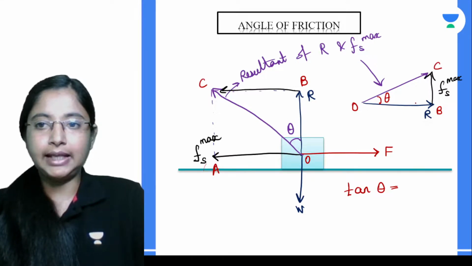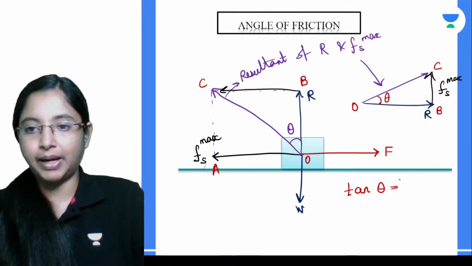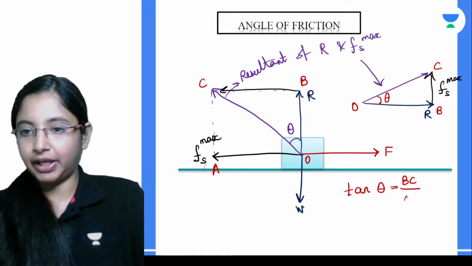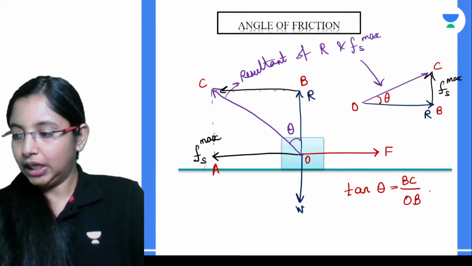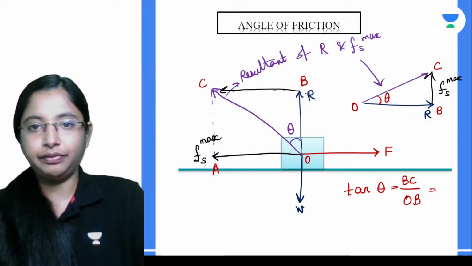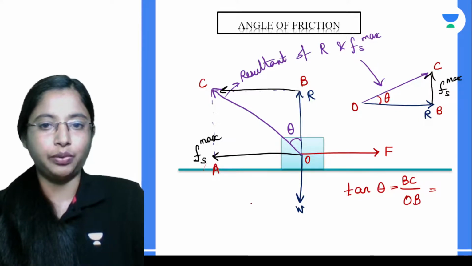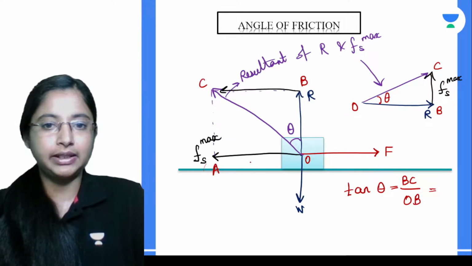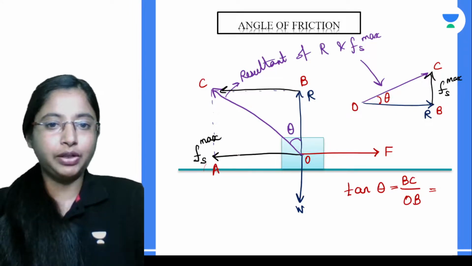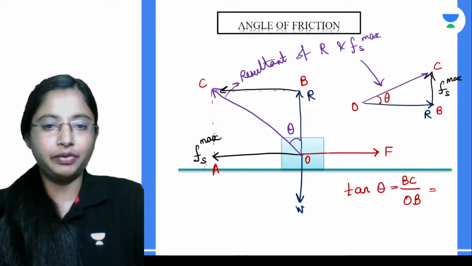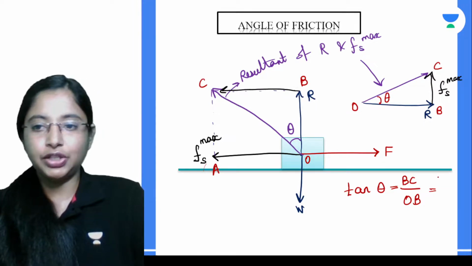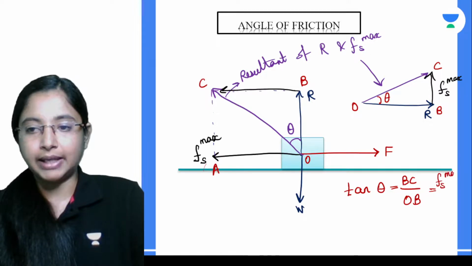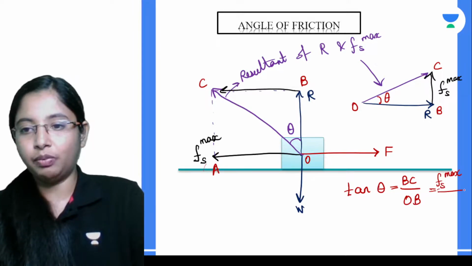So if you see tan theta, it would be this part BC by this side over here, the perpendicular by base, which is OB. Obviously this BC is equal to OA, because this and this side of a parallelogram are the same. You can move this vector here, so whatever is the BC value should be equal to OA, which is nothing but Fs max, the maximum limiting force, by the normal reaction force.